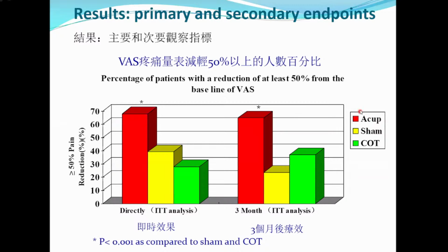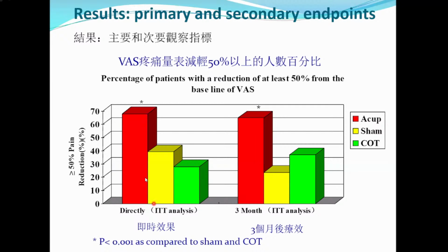So the results show that if patients have 50% pain reduction, they're considered responders and count towards the chart. The red color is the acupuncture group, the yellow color is the sham acupuncture, and the green color is the conventional orthopedic therapy.